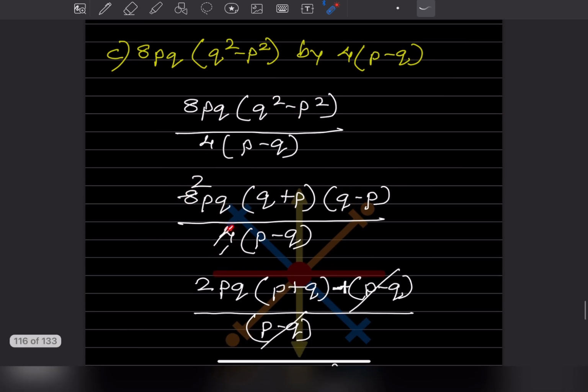So now what will you do? 4 1s are 4, 2 2s are 4. Here you will write your 2pq. And for this one, q plus p we can also write as p plus q. And here we'll take this minus outside as common. Why? Because we want this in the form of p minus q. If you take a minus 1 common here, what will be here? Minus p, and minus minus becomes plus q. So it is the same as this one.